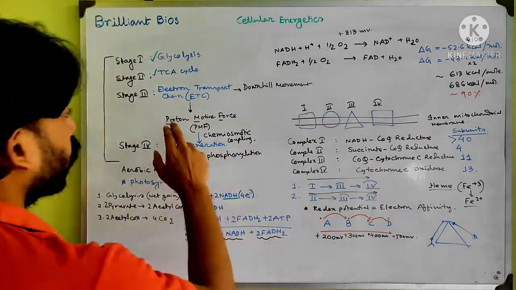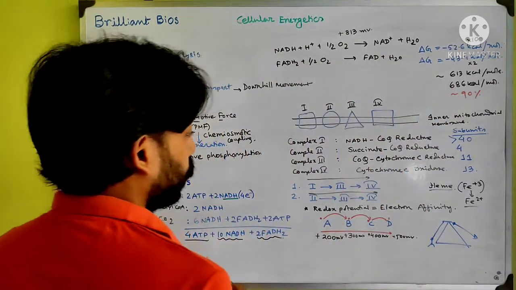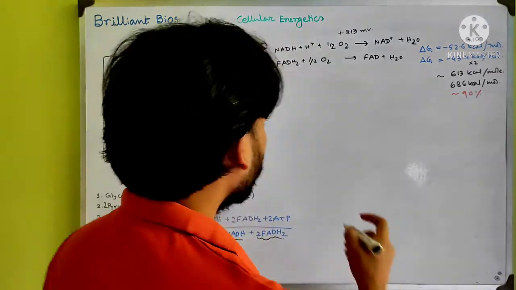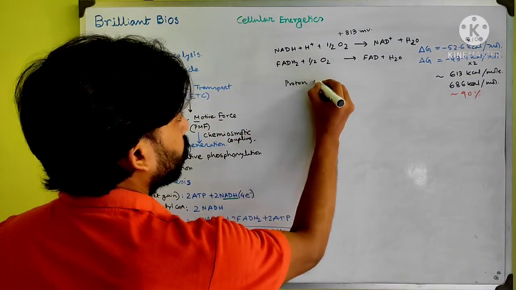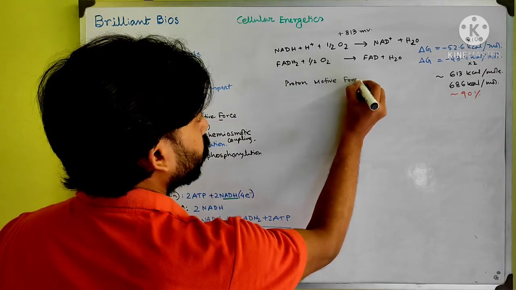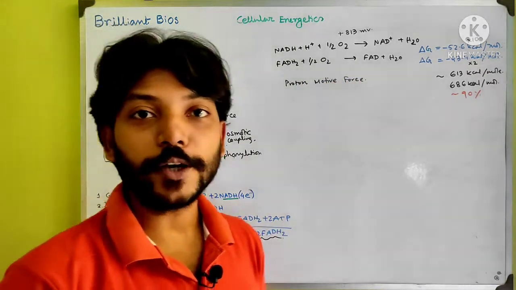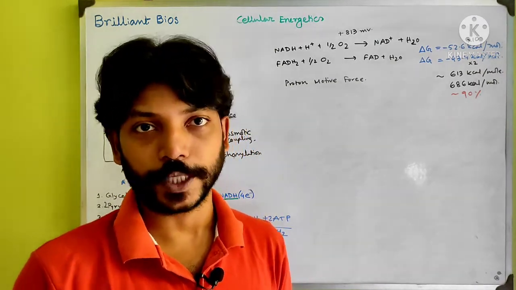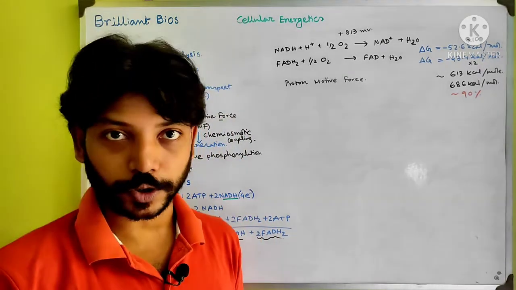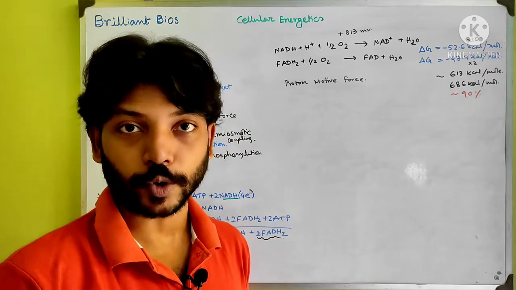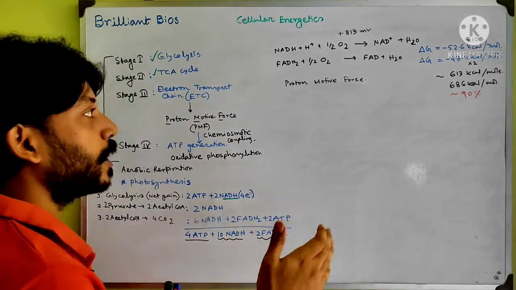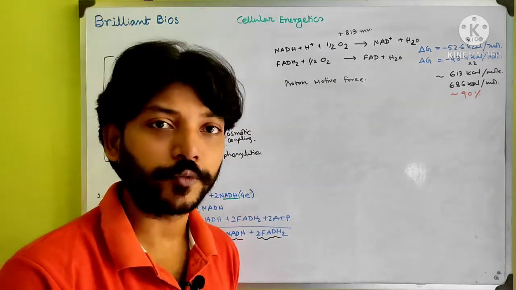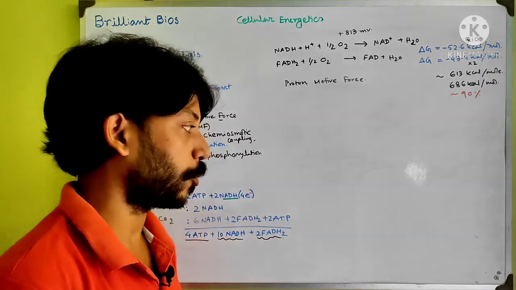Now I will talk about the basic concept of proton motive force. Okay, now let's talk about proton motive force. So proton motive force is actually generated by the pumping of protons from the electron transport complexes, like complex 1, complex 3 and complex 4. Complex 2 does not transport any protons, so it will not help in the generation of proton motive force, but complex 1, 3 and 4 do help, because they pump protons during the electron transport.